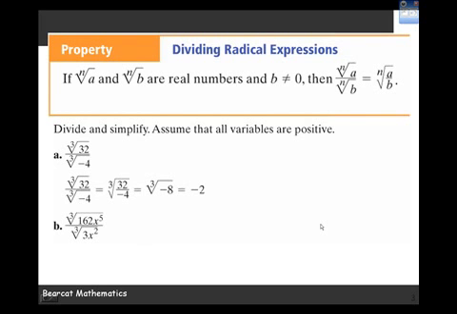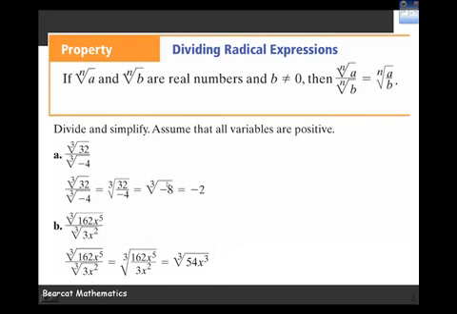Similarly, the cube root of 162x to the fifth over the cube root of 3x squared would simplify to the cube root of 54 x cubed. Let's see where the 54 came from. Well, 162 divided by 3 is 54. It goes in there nice and evenly. And if I have x to the fifth in the numerator and x squared in the denominator, and I just take two x's out of each, that reduces x to the fifth over x squared down to an x cubed. Cube root of 54, let's see, 27 goes in there.